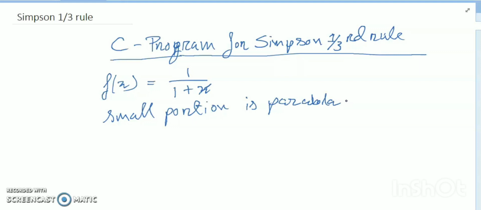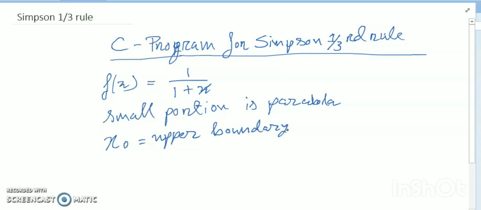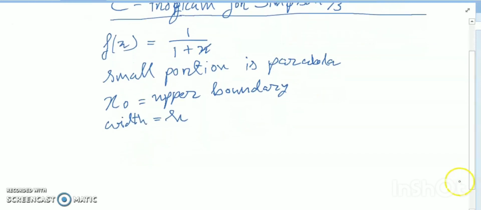As the program gets executed, first of all it asks for the value of the lower boundary value of x, x0, and the upper boundary value, xn, and the width, equal to h.